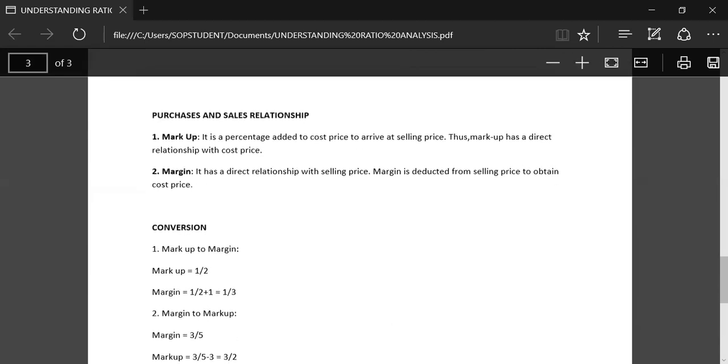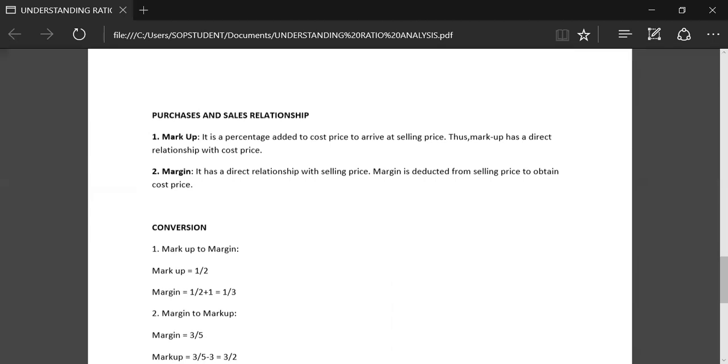Purchases and sales relationship: markup and margin. Markup is a percentage that is added to the cost price to determine the selling price, while margin has a direct relationship with selling price. It is deducted from selling price to obtain the cost price. So markup is a percentage, margin is a fixed amount.